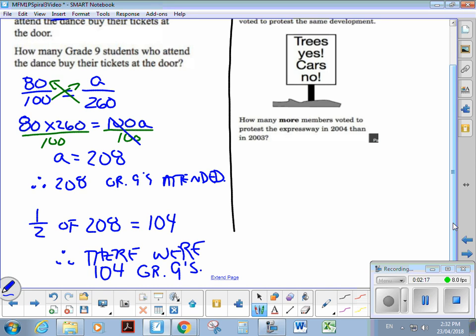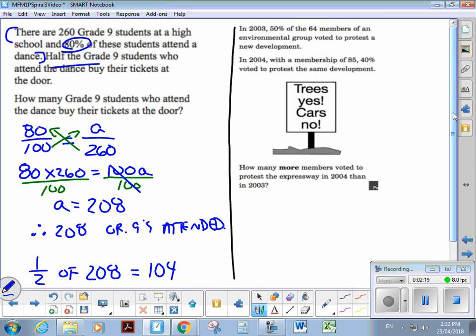Okay, last one. So in 2003, 50% of the 64 members of the environmental group voted to protest a new development. In 2004, with a membership of 85, 40% voted to protest the same development. How many more members voted to protest the expressway in 04 versus 03? So we're just doing a comparison here. So we're going to be comparing two proportions.